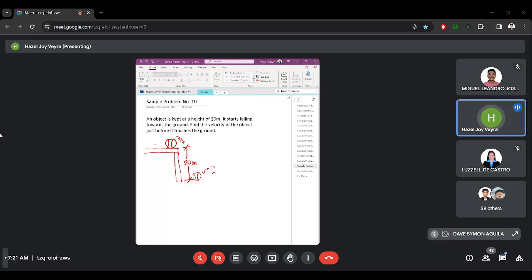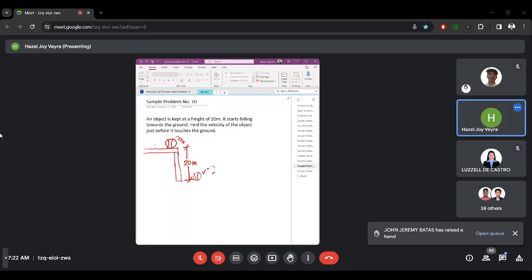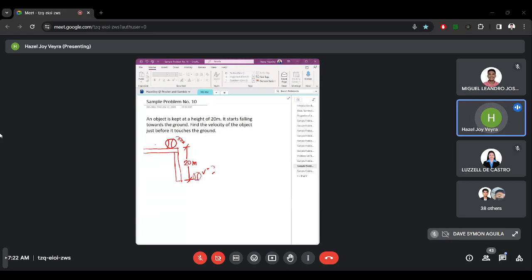May nakapagsagot na po? Anyone? Kahit try lang. Yes, Mr. Jeremy? 19.81 meters per second po. Your answer is 19 point? 81 po. Okay, that's correct.